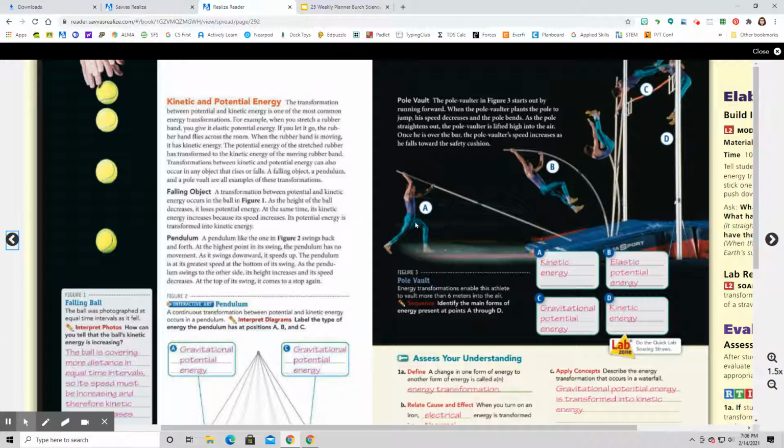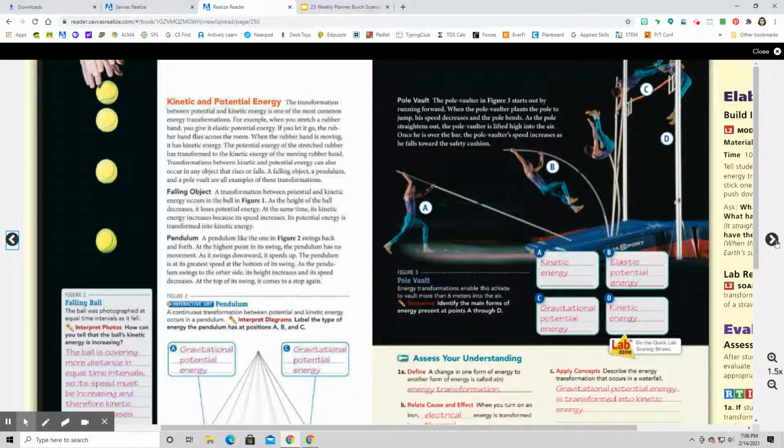So here he's running, that's kinetic. A pole vaulter's pole is flexible. It has elastic properties, so elastic potential as he bends it. It wants to straighten itself out, which helps propel him up. At this highest point is where the person would have gravitational potential energy. And then as they fall down on the other side, it turns into kinetic.